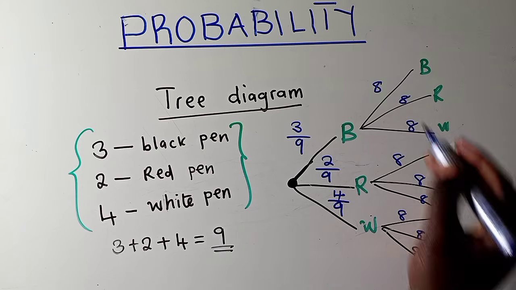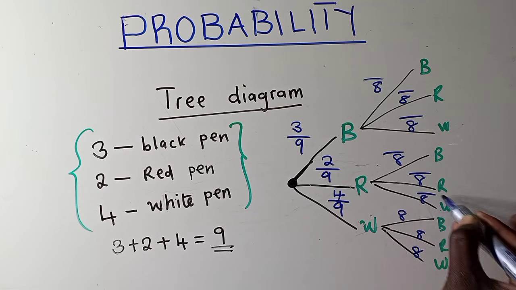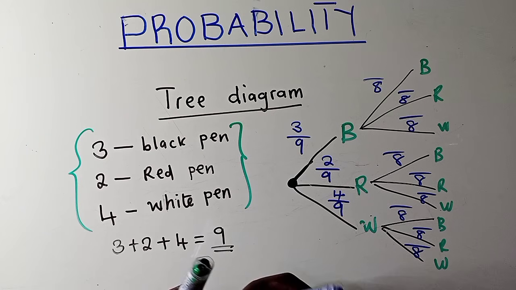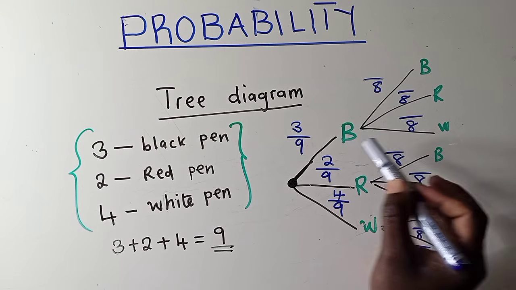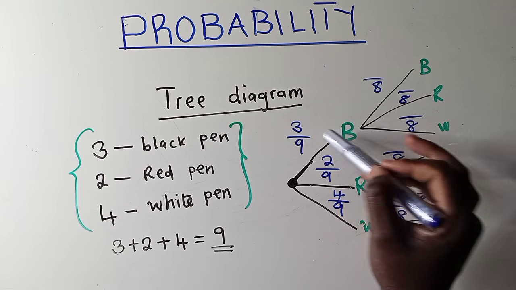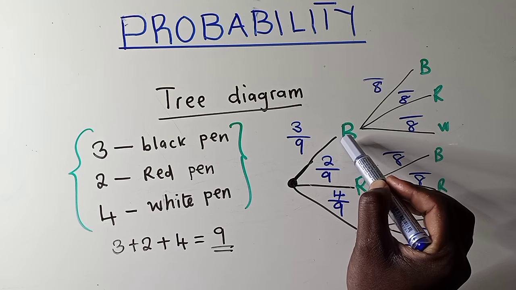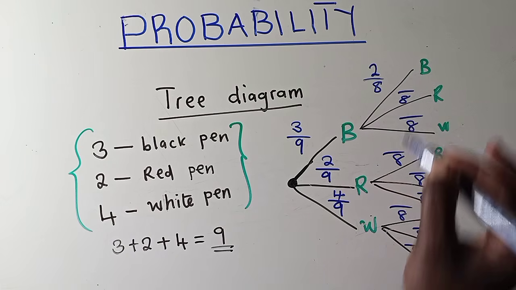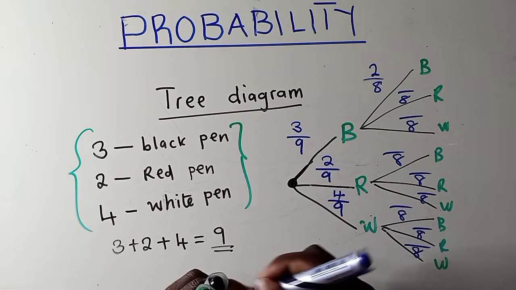So now, what are we supposed to put on top? This is where we need to be very careful, or this is where it becomes very complicated if you're not careful. So here, we'll say black has been picked. What is the probability of picking black again? How many blacks did we have? We had 3. And one black has been picked, meaning the blacks have reduced. So we have 2 blacks. So black here will be 2 because it has reduced.